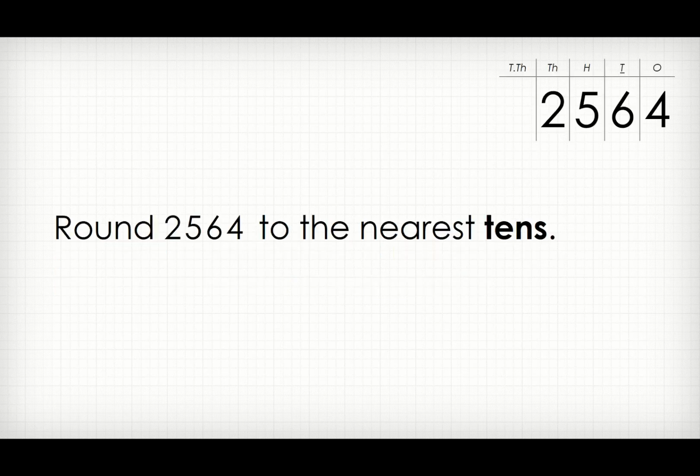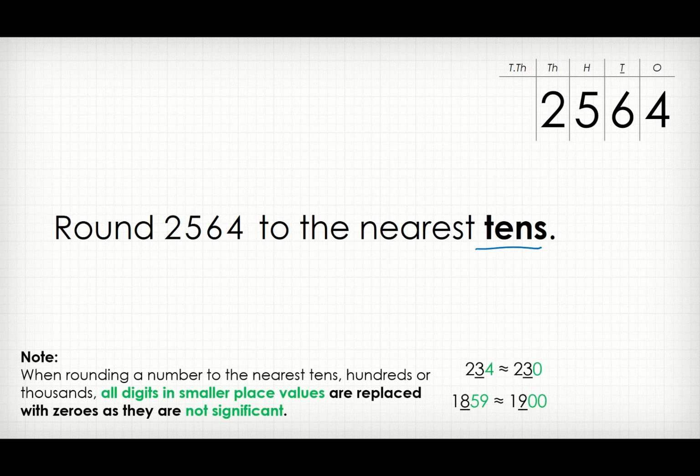Okay, let's get started. In the first question, we round 2564 to the nearest tens. The first thing we want to take note of is rounding off to the nearest tens. Note that when we are rounding a number to the nearest tens, hundreds or thousands, all digits in smaller place values are replaced with zeros as they are not significant. If you look at this example, if I were to round 234 to the nearest tens, the digit in the ones place will be replaced with zeros.